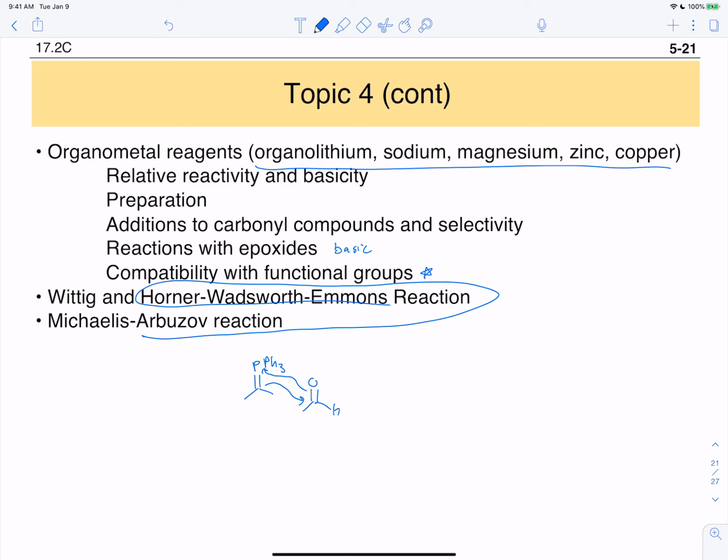To do this 2+2 type reaction, that'll give you an oxaphosphetane, these four-membered ring intermediates that will go on to make more carbon-oxygen, more phosphorus-oxygen bonds, thereby giving you a double bond and the phosphine oxide.